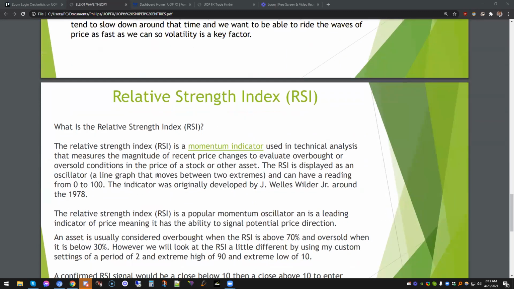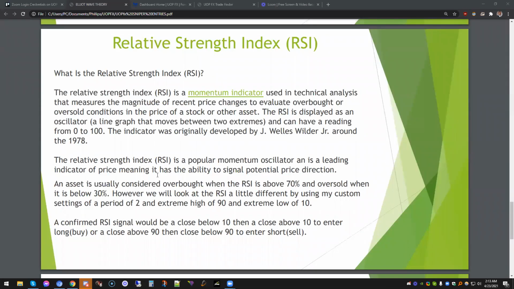So this is where we should be starting today. Today, we're starting on the relative strength index. All right. Now, this is my favorite indicator. My favorite indicator. With any other indicator, this is definitely my favorite. Okay. So the relative strength index is also known as the RSI.